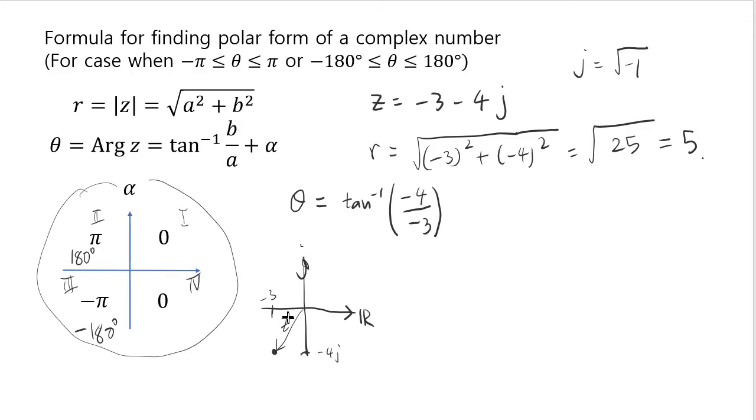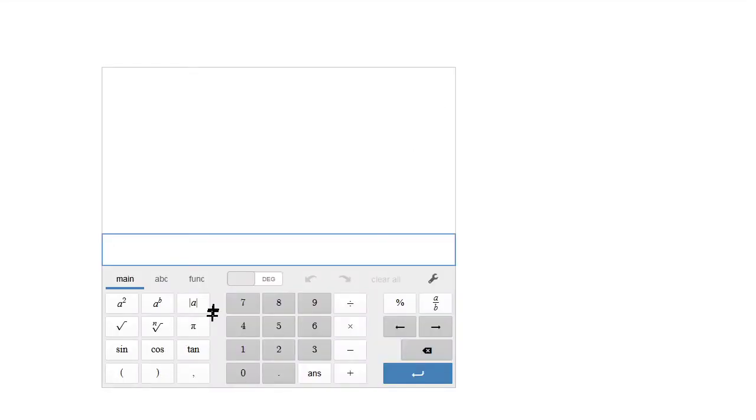And as you can see, this is in quadrant 3. And according to this here, you have to subtract 180 degrees, or pi, depending on what your calculator is set up to do and what the question is asking. Some problems might ask you to give the answer in radians, and sometimes they might ask you to give the answer in degrees, and you have to do it accordingly. All right, so let's do this.